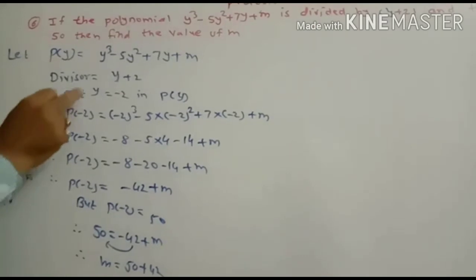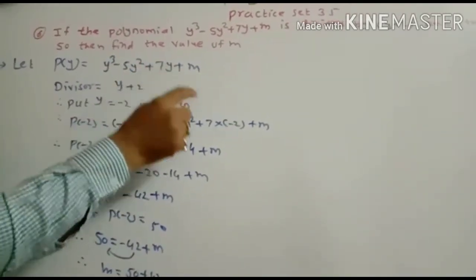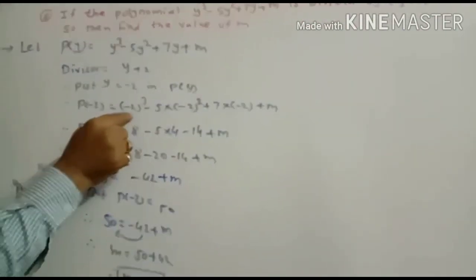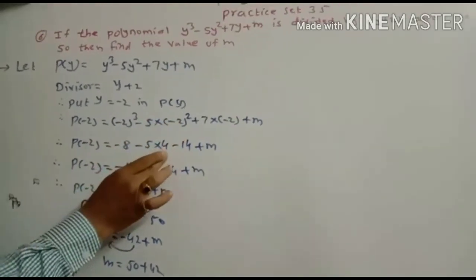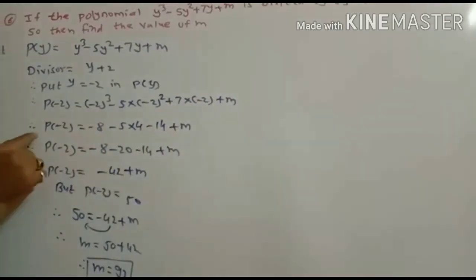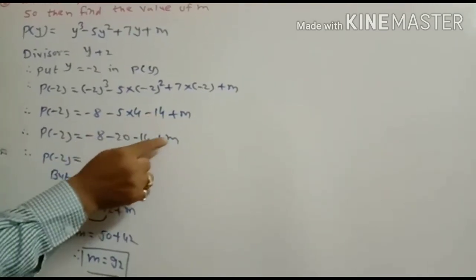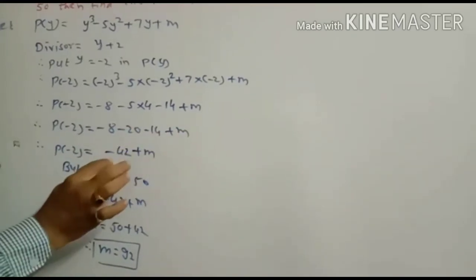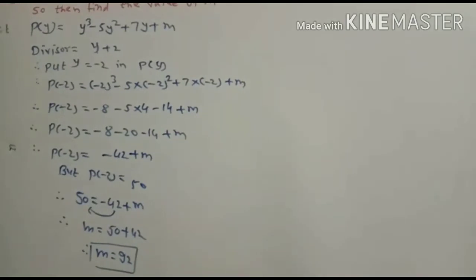That means P of minus 2 is equal to minus 2 cube minus 5 into square of minus 2 plus 7 into y, that is minus 2, plus m. P of minus 2 is equal to cube of minus 2 is minus 8, minus 5 into square of minus 2, which is plus 4, plus 7 into minus 2 is minus 14, plus m. P of minus 2 is equal to minus 8 minus 5 4s are 20 minus 14 plus m. Now P of minus 2 is equal to minus 42, the addition of all these three terms, minus 42 plus m. The remainder is given, 50.